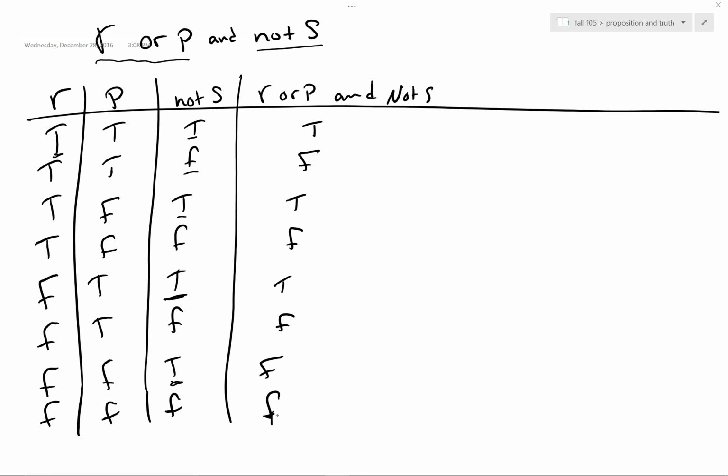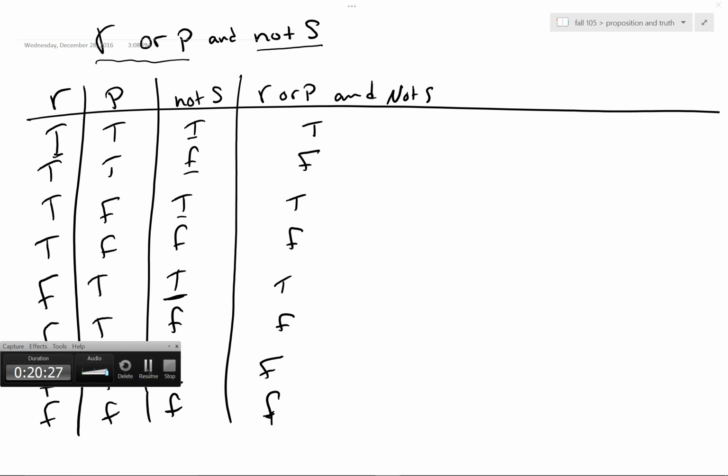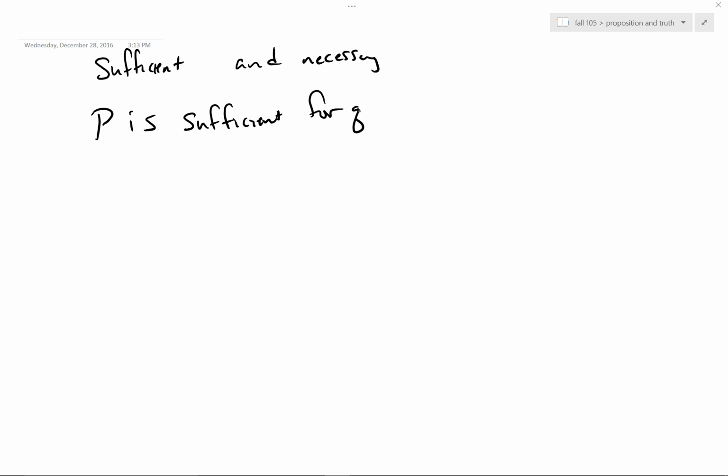There's just one last thing I want to talk about, and then we will call it. All right, and lastly but not leastly is the idea of sufficient and necessary. Okay, in logic, they're kind of big deals, and it's not very difficult though. So you write it this way: P is sufficient for Q, and Q is necessary for P.